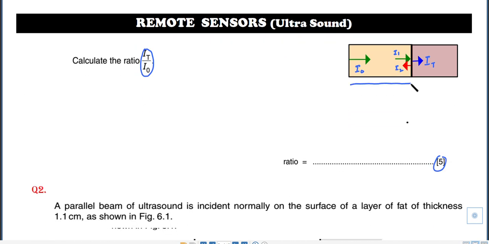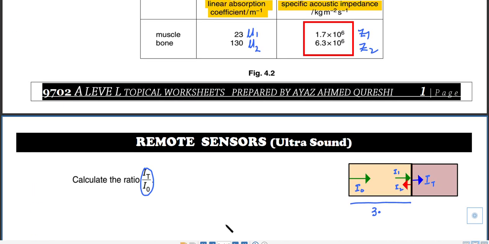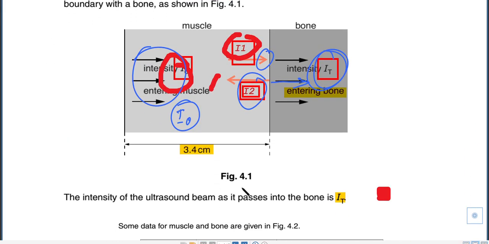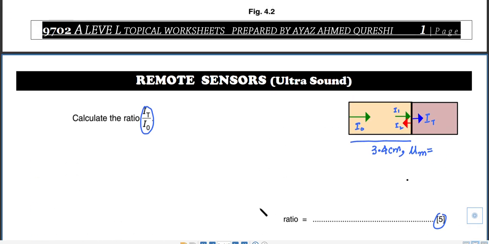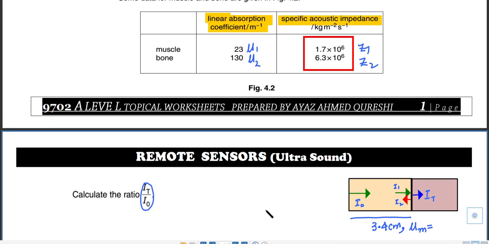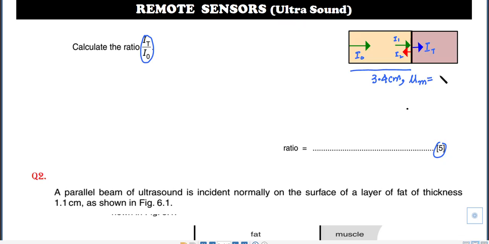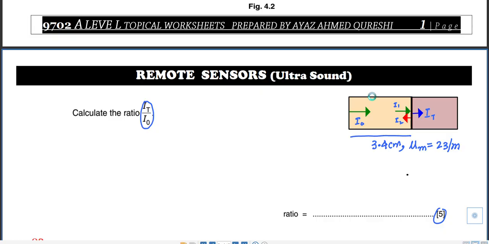But what is the thickness of this muscles? That is 3.5, I think, 3.4 centimeter. How much thickness does it have? 3.4 centimeter. And what is mu for the muscles? That is 23 per meter. This is important to mention, per meter. Okay, now my journey starts for the calculations. The journey starts in this way.